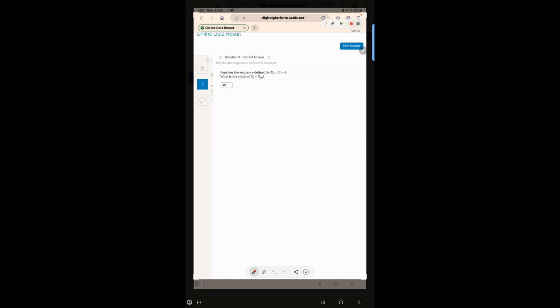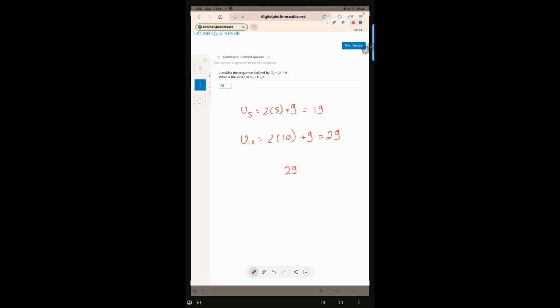For this question, it's the same concept as before. You have n as a variable. Here they tell you 5. You replace n by 5, because that's what they gave you, which gives you 10 plus 9, 19. Then for u10, you replace n by 10. So 20 plus 9 is 29. You add 29 plus 19, because u5 plus u10, it equals to 48.